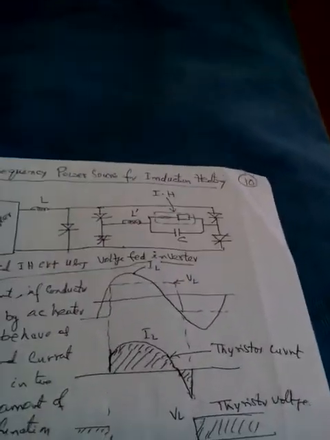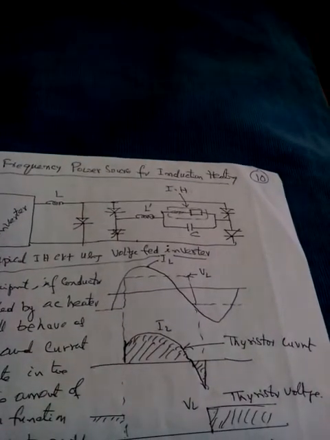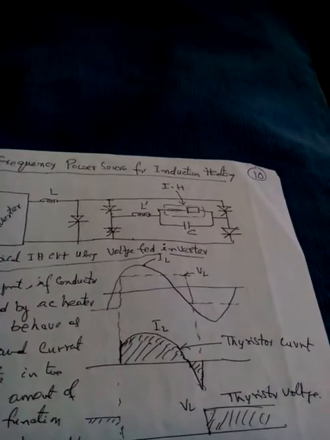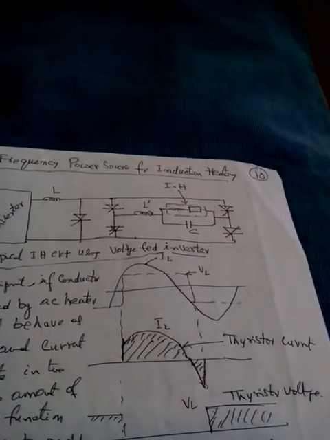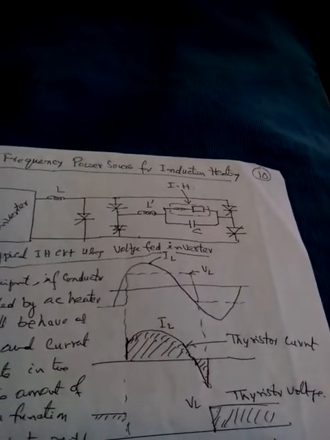Okay, the load current IL, thyristor current, and the thyristor voltage VL is also noted down.